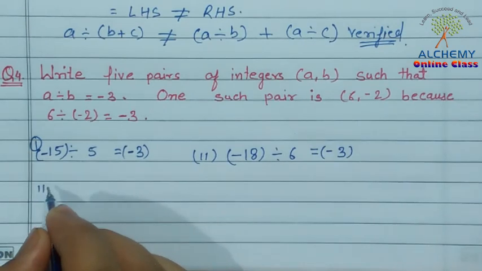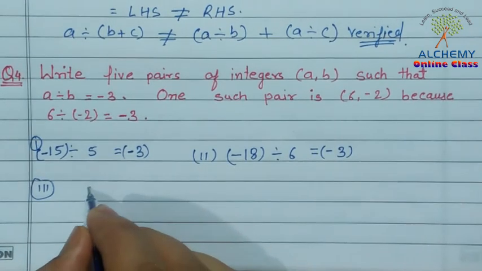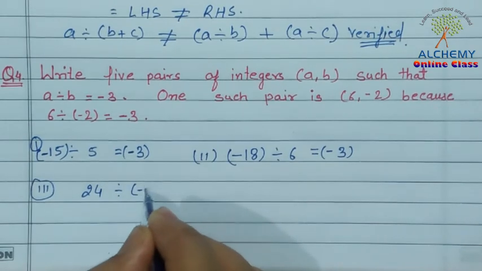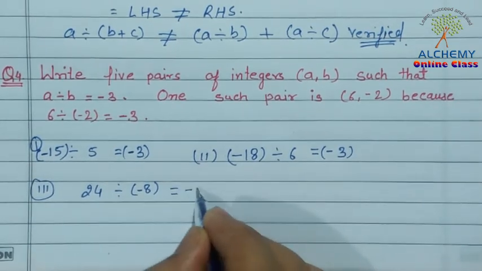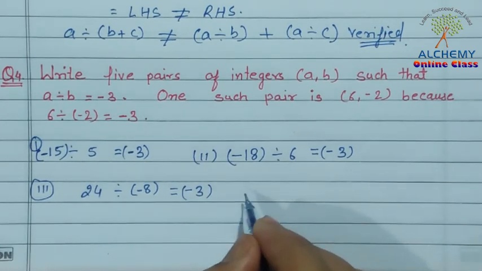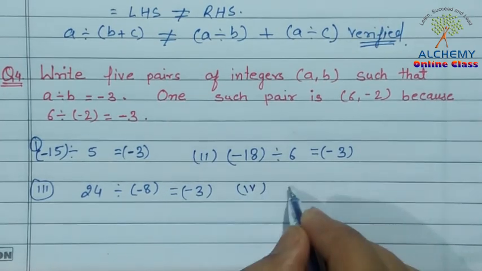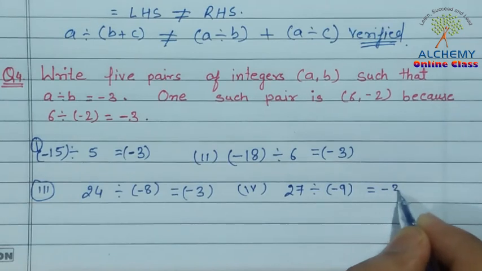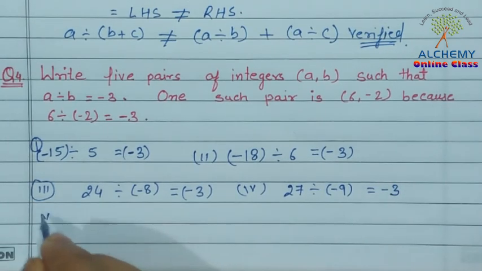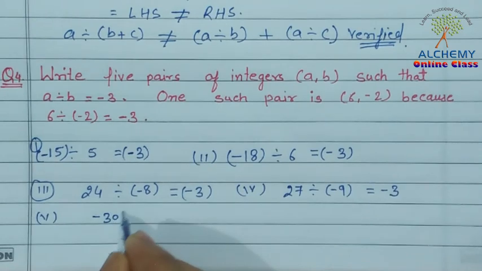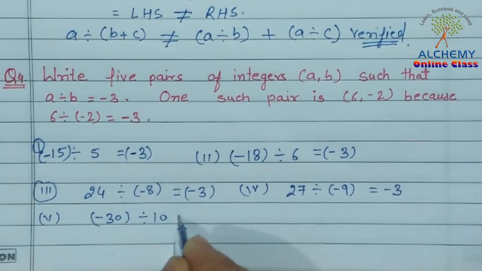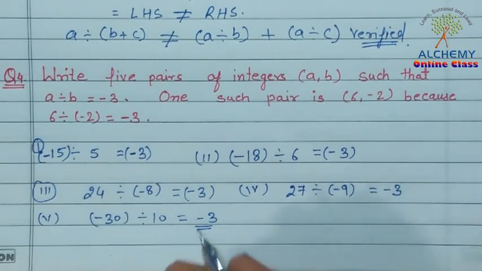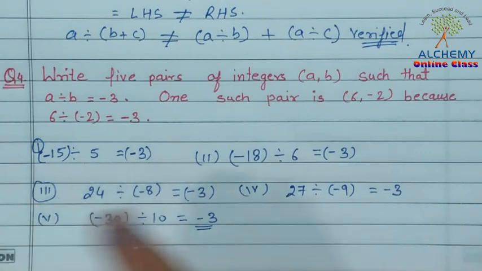One more pair of integers we can take. When 24 is divided by minus 8, then also we get the result minus 3. Okay, next is 4. 27 is divided by minus 9, then also we get the result minus 3. And fifth, when we divide minus 30 by 10, then also we get the result minus 3. You can find more pairs of integers where the first integer divided by the second integer gives the result minus 3.